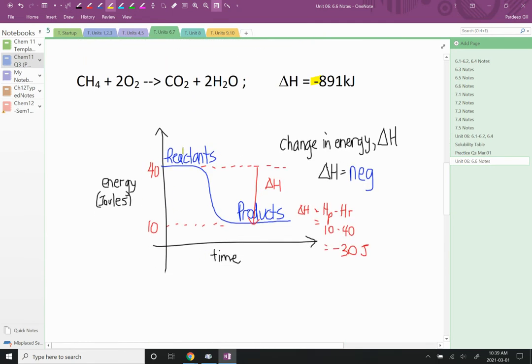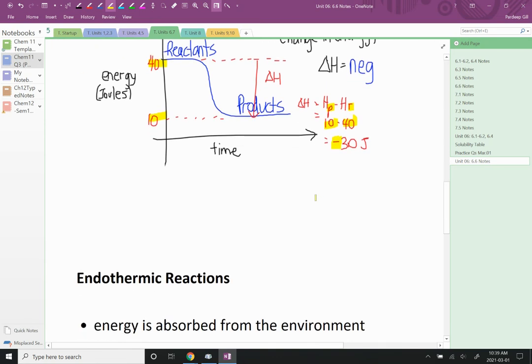And an example would be something like this. Here you have the reactants, they have 40 joules of energy. The products have 10 joules of energy. If you look at the change, it would be products minus the reactants. So the products are at 10 joules and the reactants are at 40. So you go 10 minus 40 is a negative 30. Anytime you get a negative value for a delta H calculation, then you know that you have an exothermic reaction.